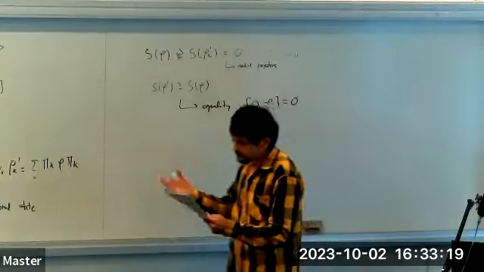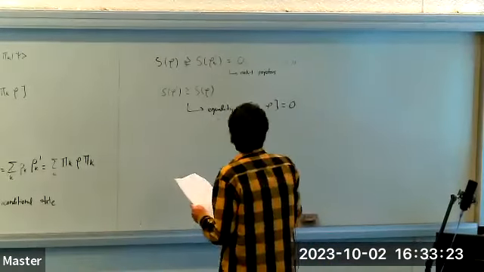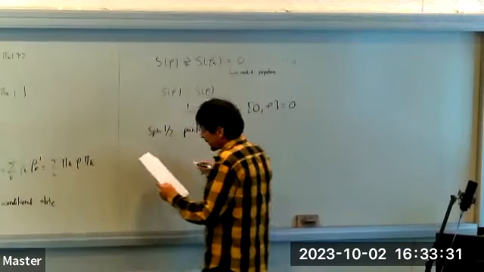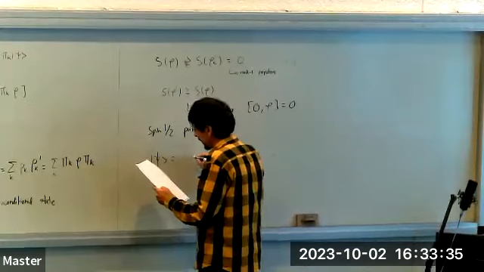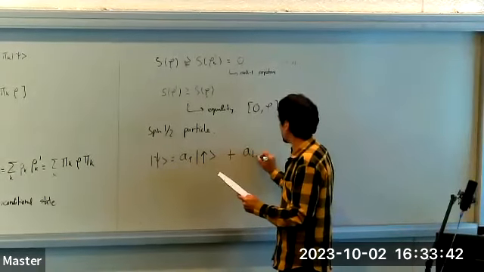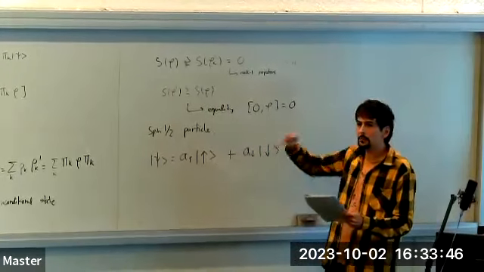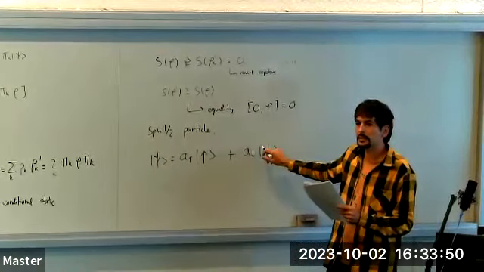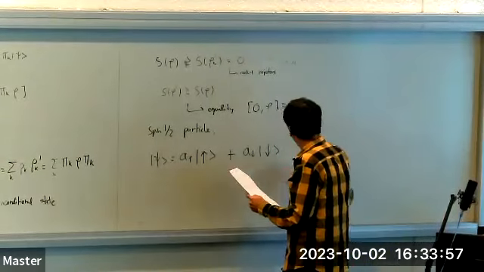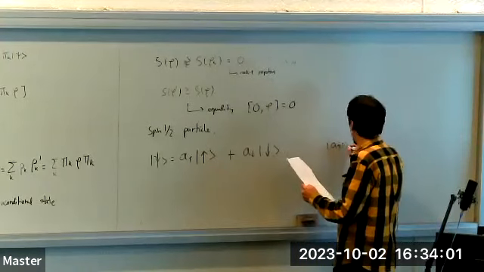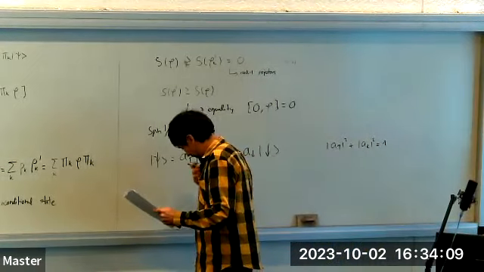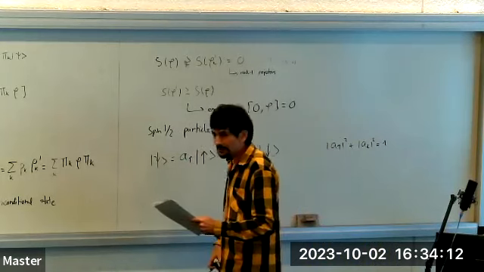Okay. So we can also continue with the example of the spin 1/2 particle. Imagine that I start in a state which is a superposition of the spin up plus spin down. Here we have these two amplitudes that will sum up to 1.